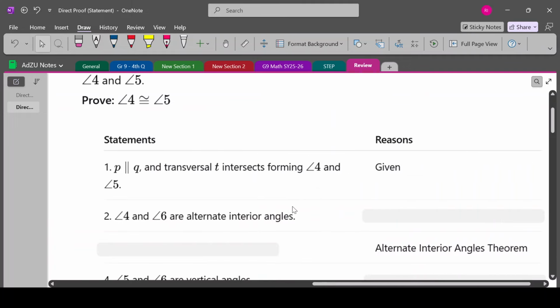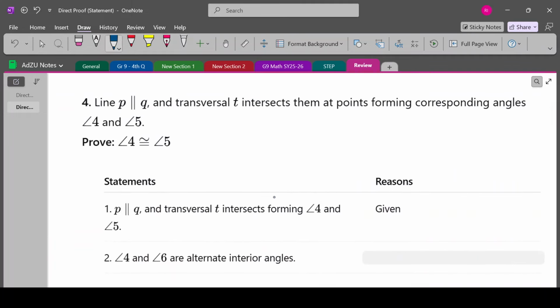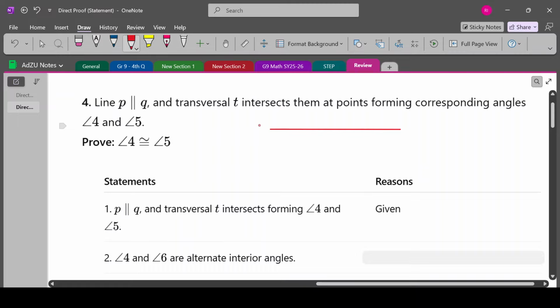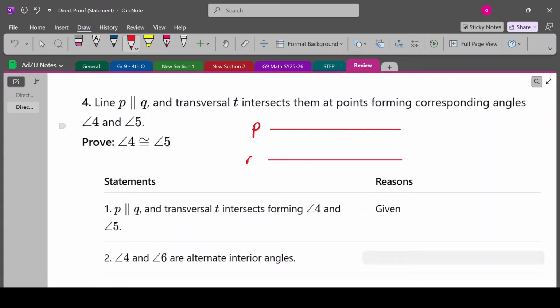Yeah, let's do another problem. Here, line P is parallel to Q. Let's say we have ganitong figure, no? Line P, okay, and line Q. Line P and Q are parallel, and there's a transverse line. Okay, this is the transversal line that intersects the parallel lines, forming corresponding angles, angle 4 and 5.